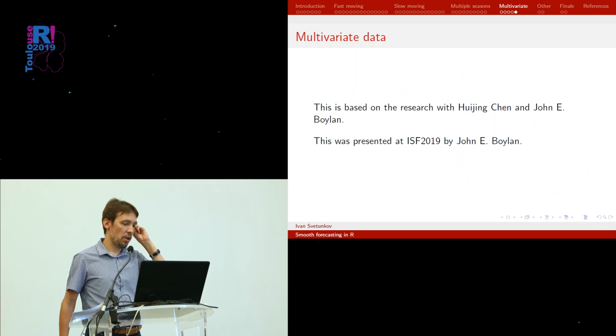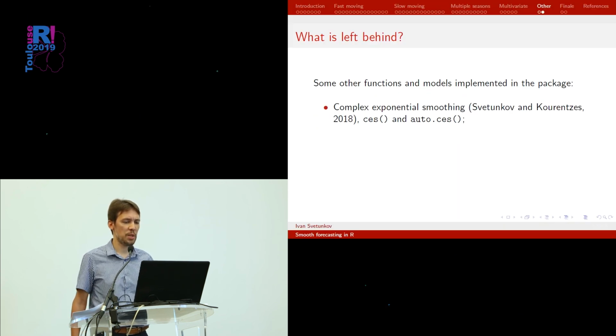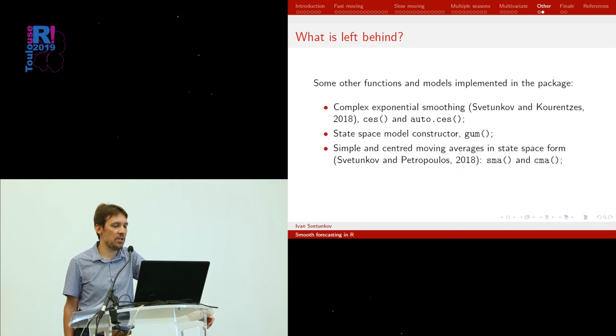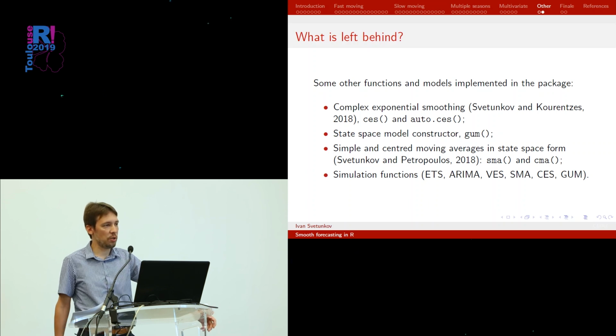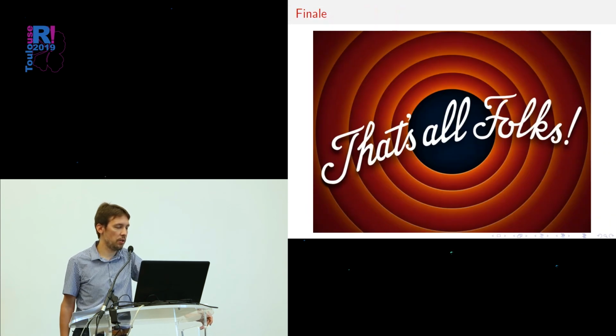The last bit is ongoing research with Hui-Jing Chen and John Boylan. We don't have any paper for that, but John presented at ISF 2019, and we hope to finish it this year. What else? Some other features. There is complex exponential smoothing, the stuff that I developed during my PhD. Funny thing, very complex. There is a state space constructor. I don't have time to go through these things, unfortunately, but there are some vignettes, and there are simple and centered moving averages, and finally, simulation functions. So you can simulate data from ETS, ARIMA, and so on with any parameters you want. That's all. Thank you for your attention.